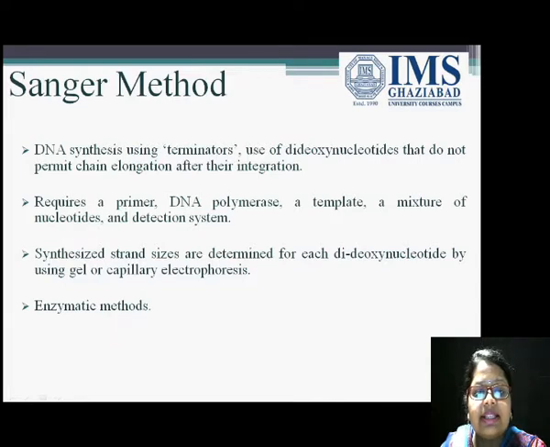So, DNA synthesis is done using dideoxynucleotides as terminators for the elongation in this chain reaction. Apart from the dideoxynucleotides, we require primers, the enzyme DNA polymerase, the template strand, of course, and a mixture of all the dNTPs and, of course, a detection system. Now, the synthesized strands are determined for each dideoxynucleotide with the help of electrophoresis, and this is of course an enzymatic method because we are actually synthesizing the strands.